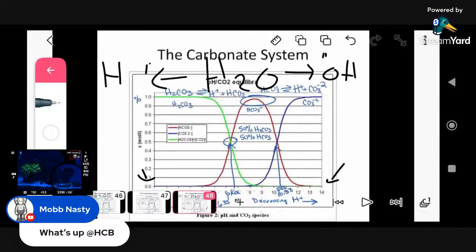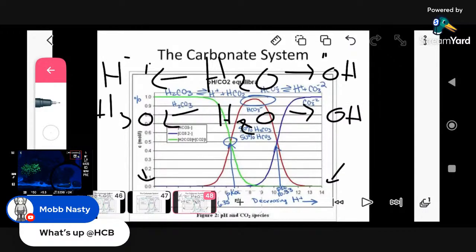Another way of saying H plus is H3O. And then you've got H2O right here, and over here you've got hydroxide, which is the same thing minus the hydrogen. So imagine the hydrogen over here kind of went over here. Could you kind of imagine that? Yes. Okay, good.